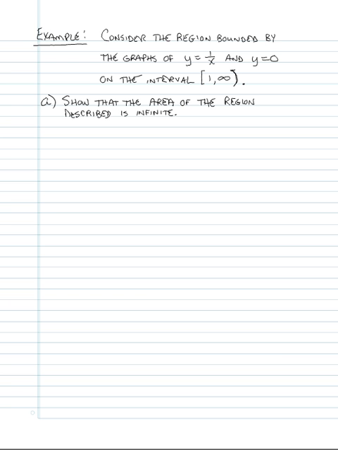Well, here's the problem. First, we're to consider a region bounded by the graphs of y equals 1 over x and y equals 0 on the interval from 1 to infinity. And part A, well, I'll tell you part B in a moment, part A is to show that the area of the region described is infinite. Well, let's just roughly talk about what region we're discussing here.